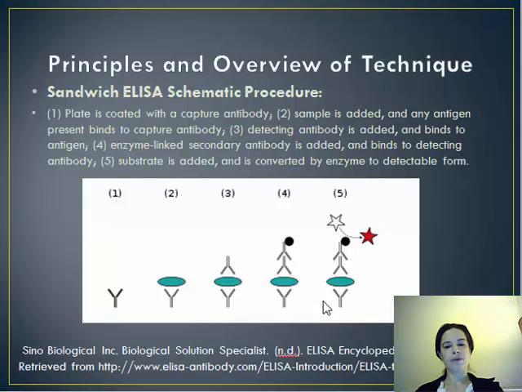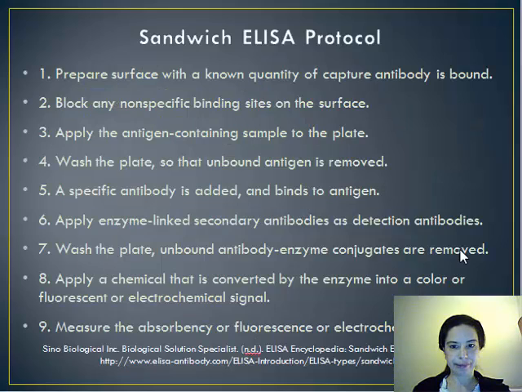By itself, that output cannot be read, so you have to add a substrate that will be converted by the enzyme into a form that's going to be detectable, and that can either be based on change in color, change in fluorescence, or change in electrochemical signal. And this is usually read in a microplate reader.